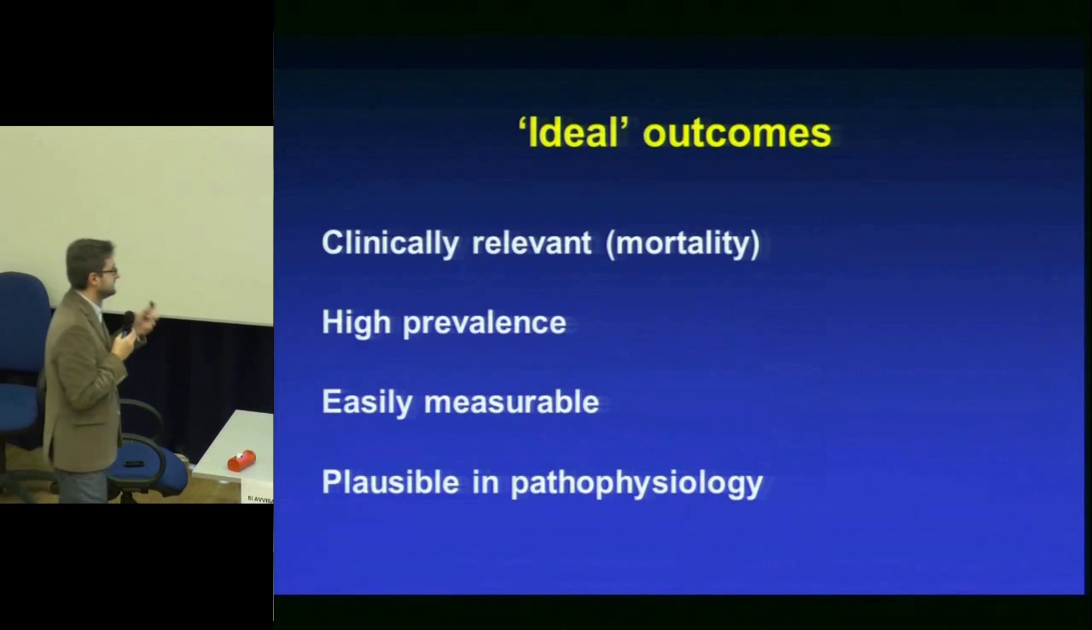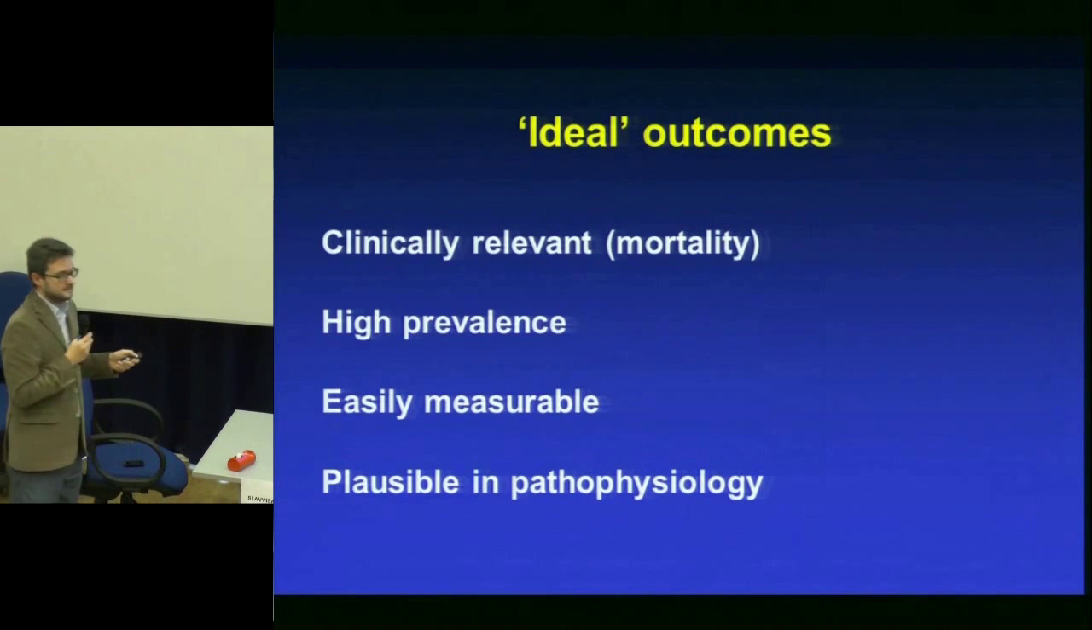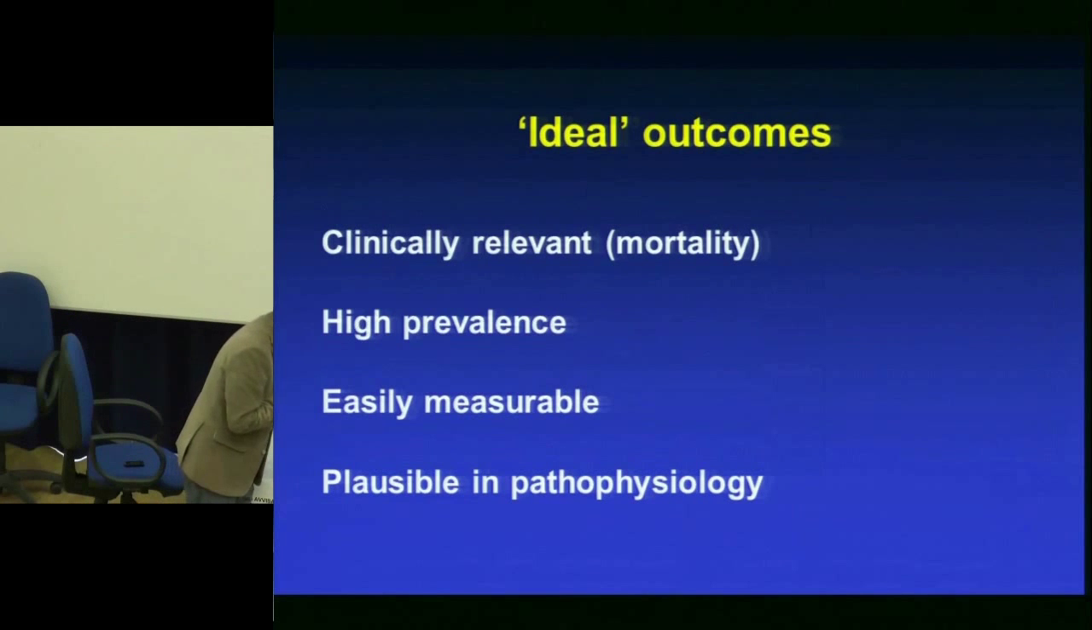fortunately, for many diseases. The high prevalence, that's the same concept as a low risk of mortality. When an outcome has a low prevalence, I need a huge amount of patients to be included. My sample size needs to be very, very large. So it's not always possible to use a clinical outcome if the prevalence is low.